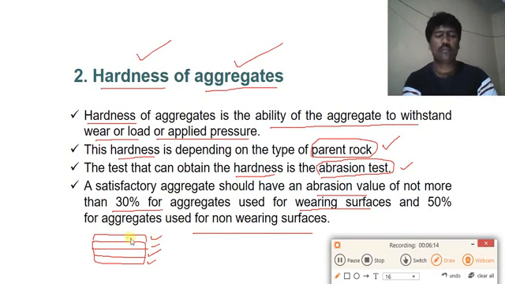For the top wearing courses, the aggregates that we are using should have an abrasion value not more than 30%. And if you are using them for non-wearing courses, for example any of these layers, it can be a base or subbase or the subgrade or any other layers, the abrasion value should not be more than 50%. Now we will see this abrasion test very clearly in the testing of aggregates, which is lecture 2 of unit 2.